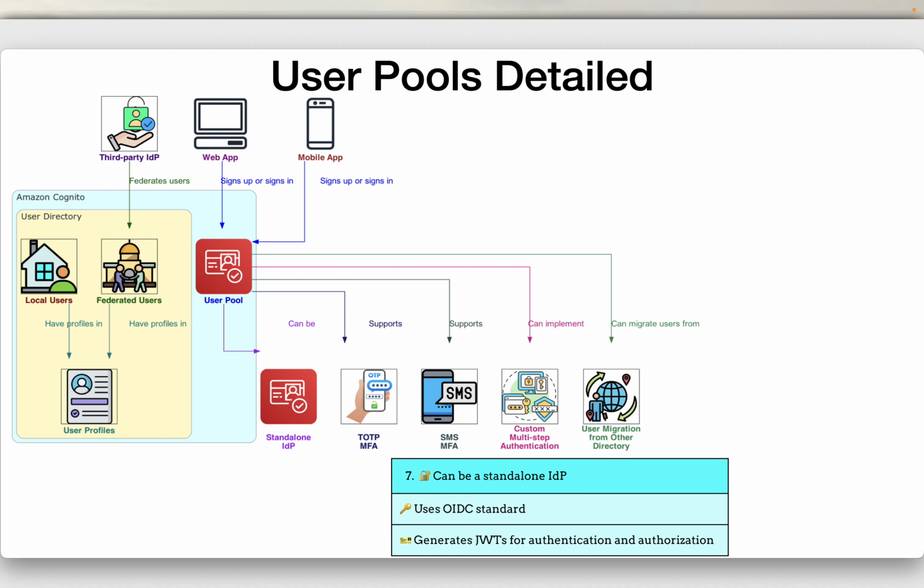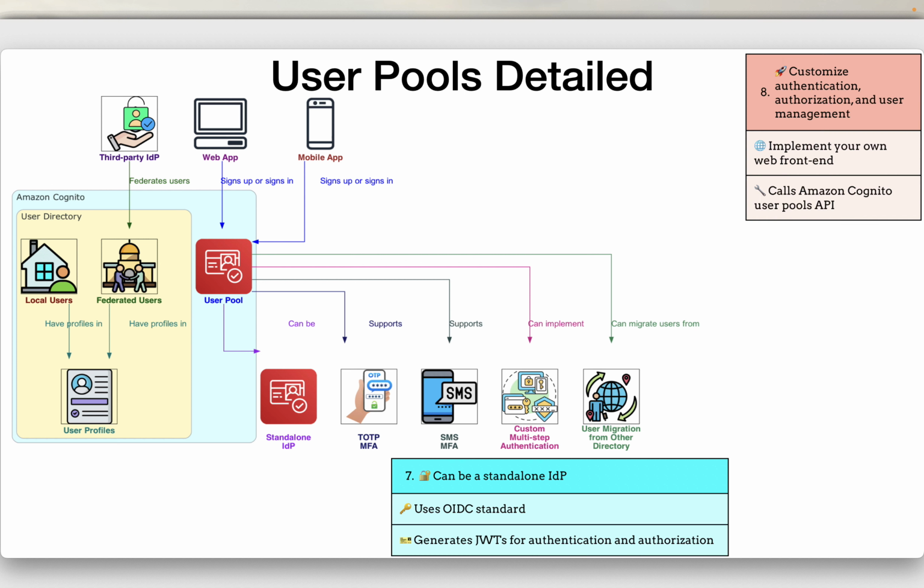An Amazon Cognito user pool can serve as a standalone identity provider using the OpenID Connect standard to generate JSON web tokens for authentication and authorization. You can implement your own web frontend that calls the Amazon Cognito user pools API to authenticate, authorize, and manage your users. Amazon Cognito supports multi-factor authentication for your users using time-based one-time passwords or SMS messages.